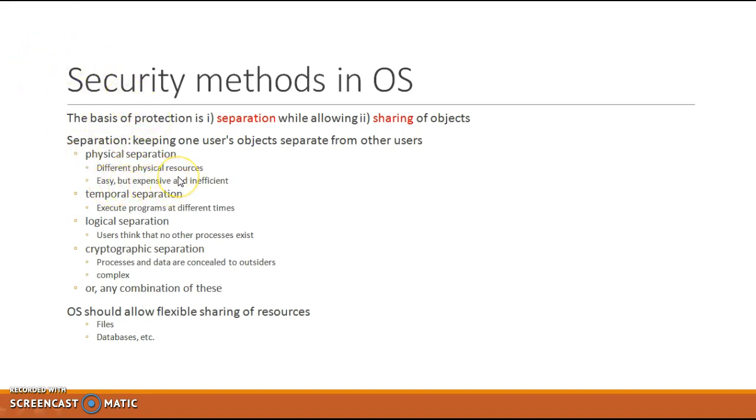Now we have the cloud. Cloud is a single resource serving the different users all around the world. Just like Dropbox and WhatsApp, all of these are the same physical resources, but with separate data. Next, we have temporal separation. Temporal separation means executing programs at different timings, so it depends on the timing when the program is being run. Logical separation is where the user thinks that no other process exists. It means some processes are going parallelly, but one process is unaware of the other process.